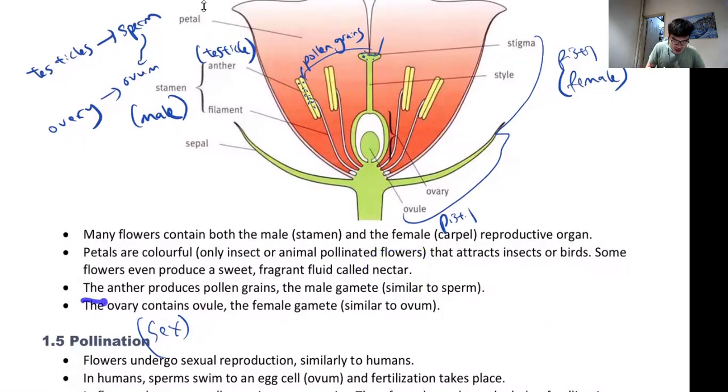So the anther produces pollen grain, as I said here, which is like a sperm. I can write sperm here. The male gamete, I wrote here already. For you lazy people, it is similar to sperm. The ovary contains the ovule, the female gamete, which is similar to the ovum. So the point is for sperm to go and chase the ovum, for the pollen grain to go and chase the ovule.